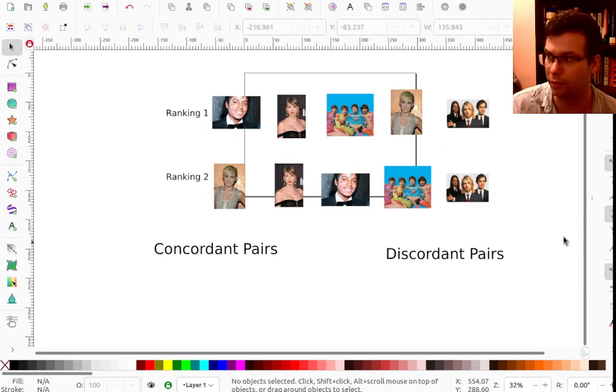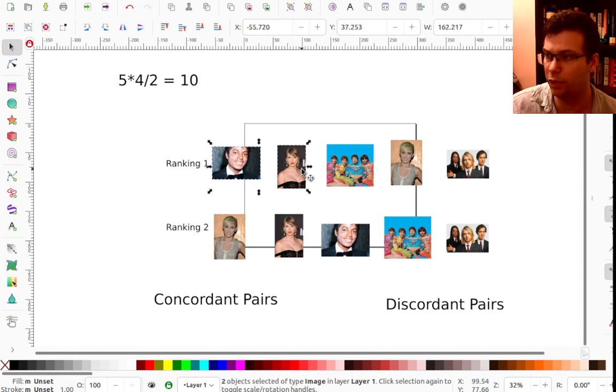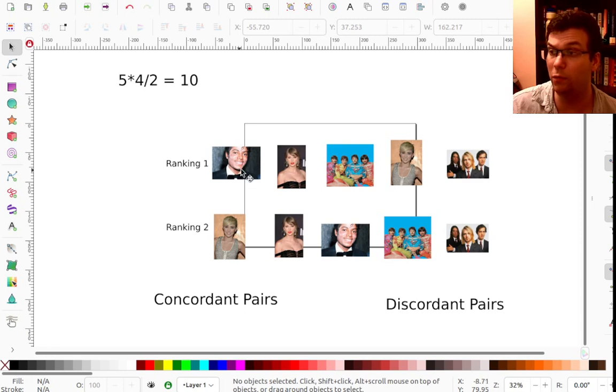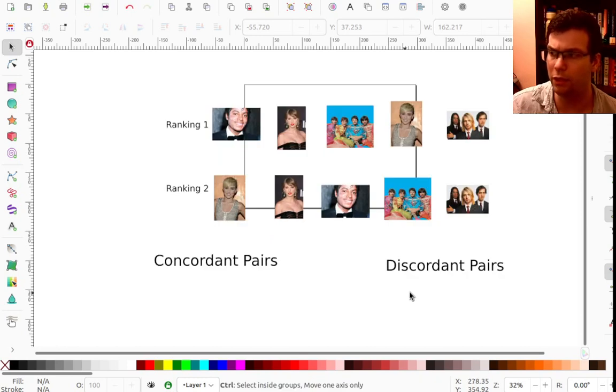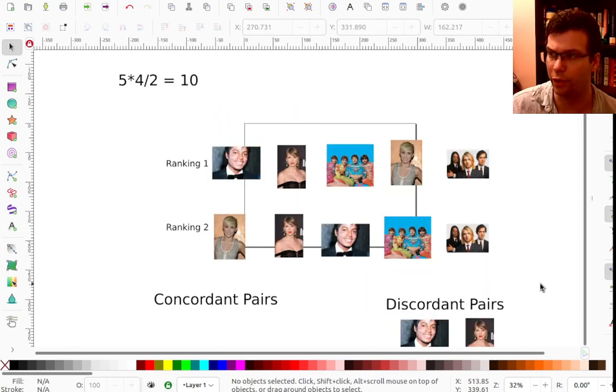So think of an election. So 10 different head-to-head contests here. Let's do them one at a time. Michael Jackson and Taylor Swift. Ranking 1 put Michael Jackson before Taylor Swift, but ranking 2 actually put Taylor Swift before Michael Jackson. See that? So they do not agree. So that's a discordant pair there.